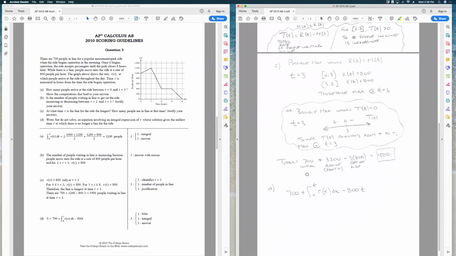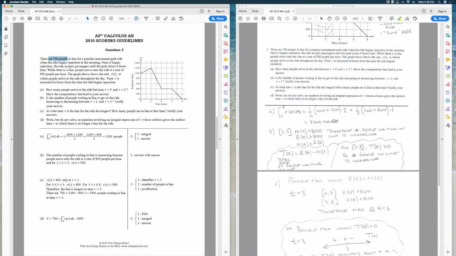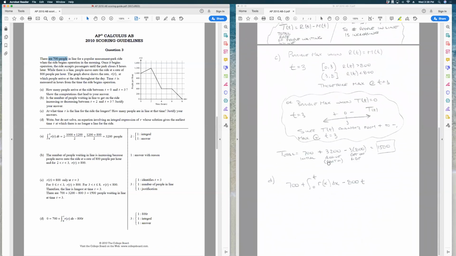Well, you started out with 700 people. Hopefully you didn't miss that at the very beginning of the problem. Then 3,200 people arrived during this time interval from 0 to 3. That was back in part A, so that 3,200, I did actually need at this point. And then during the 3 hours from 0 to 3, 800 people per hour got onto the ride. So there's my minus 2,400 to get a final of 1,500. Do you have to have 1,500? Nope, you can just have this calculation right here. And that's your number of people in line solution point.